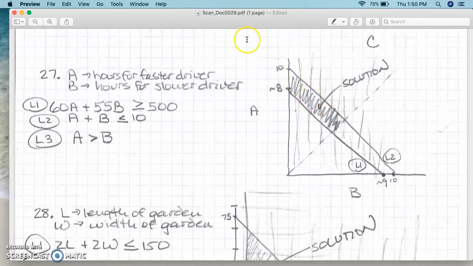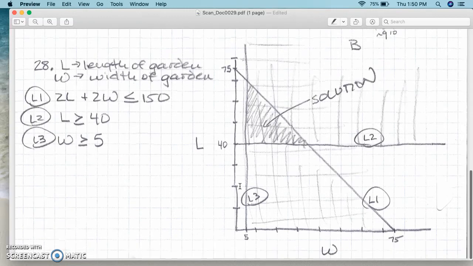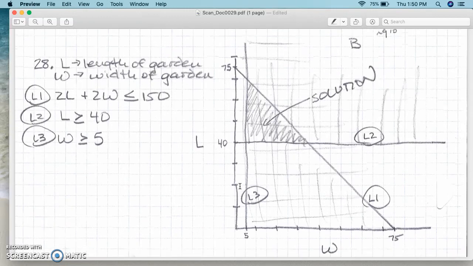Okay? All right. Next, we have our garden. So we have length and width of our garden as our unknowns. 2 times the length plus 2 times the width has to be less than or equal to 150 because that's the total amount of fence I have, and that's the perimeter. The length has to be greater than or equal to 40, and the width has to be greater than or equal to 5. So I put L over here, W over here.